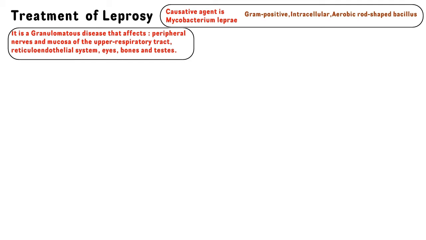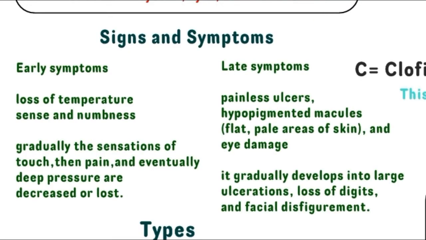Now, what are the signs and symptoms of this disease? In early symptoms, you will find loss of temperature sense and numbness, and then gradually the deeper senses are lost. First of all, the loss of temperature sense and numbness will occur, and then gradually your proper touch sense and pain will be decreased or even lost.